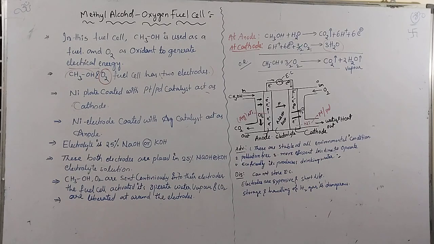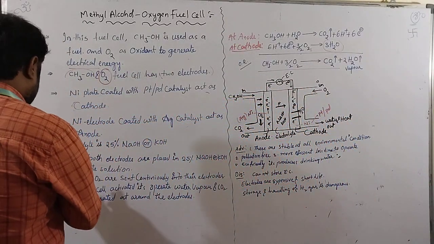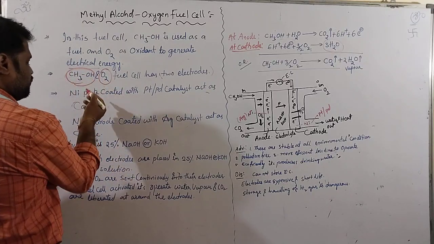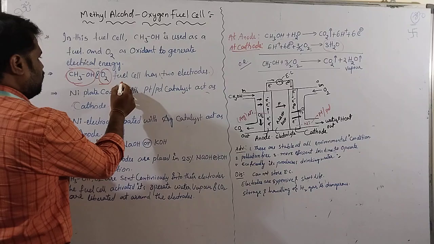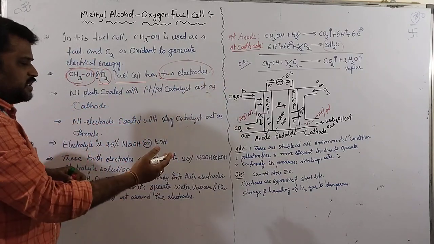In this process, chemical energy is converted to electrical energy. Some mechanism is going on; we place two electrodes, and the chemical energy is converted to electrical energy. Here we have methyl alcohol, CH3OH, and O2. The fuel cell has two electrodes. Let's see how it works.